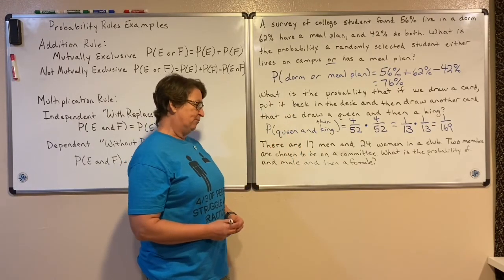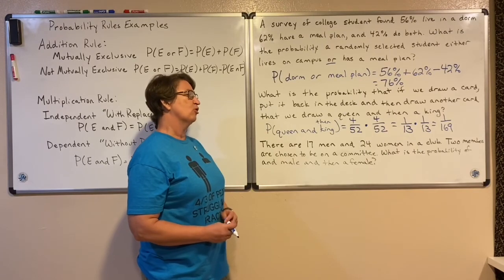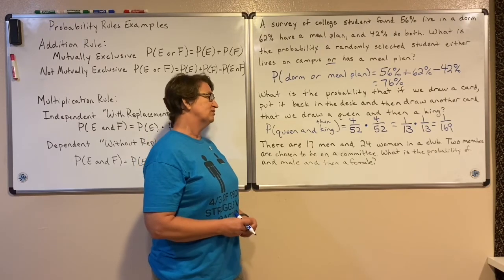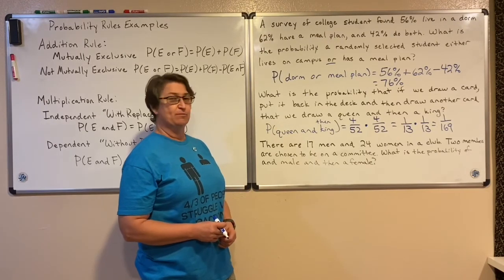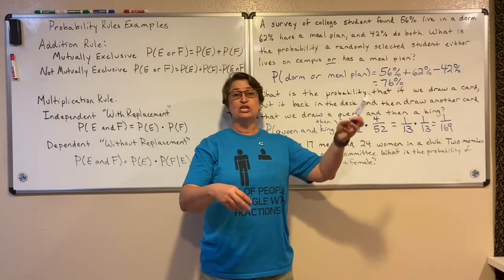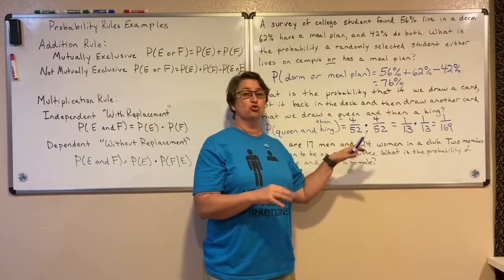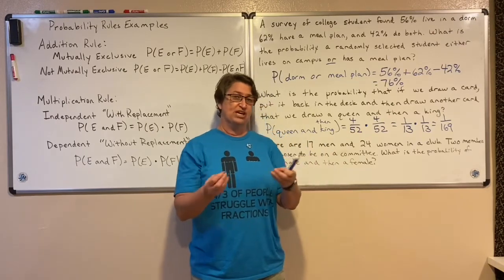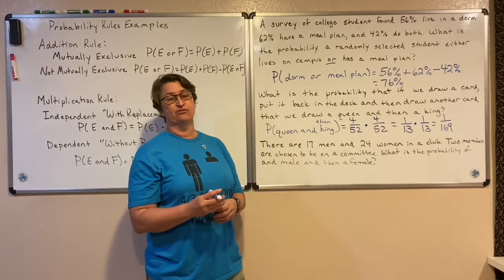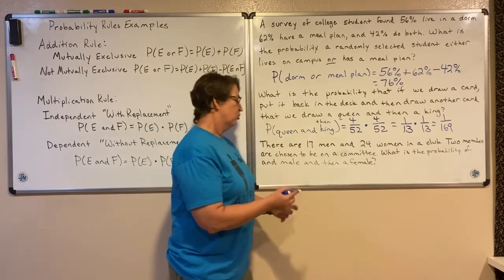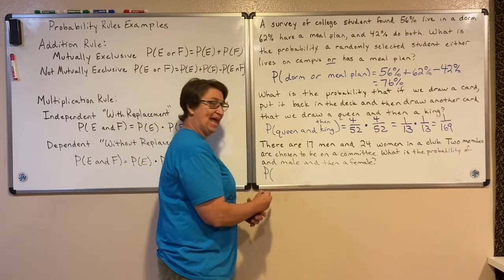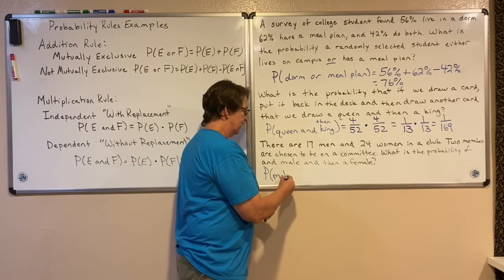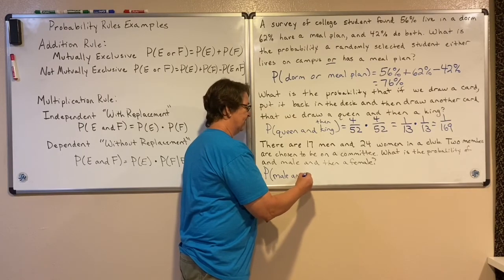Let's do one more example. There are 17 men and 24 women in a club. 2 members are chosen to be on a committee. What's the probability of a male and then a female? Notice again that I'm choosing 2 things, just like I chose 2 cards or I spin 2 spinners. I'm choosing 2 things, 2 people out of this club. So when I get ready to write it, I'm going to use that "and" in between. And I want the probability of a male and then a female.